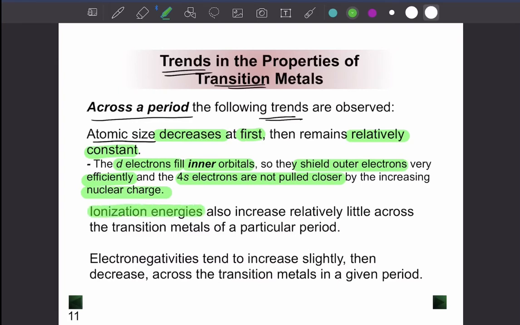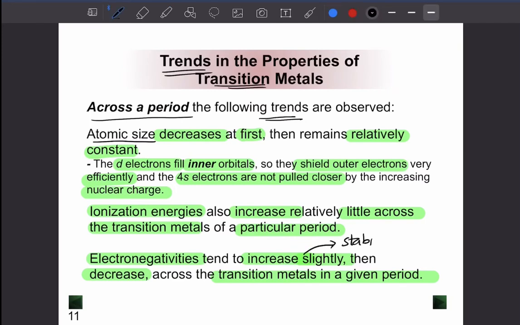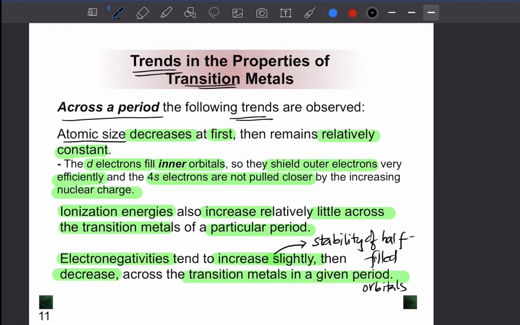Next, ionization energies also increase, but relatively little, across the transition metals of a particular period. Electronegativities tend to increase slightly, then they will decrease again across the transition metals. This is due to the stability of half-filled orbitals.